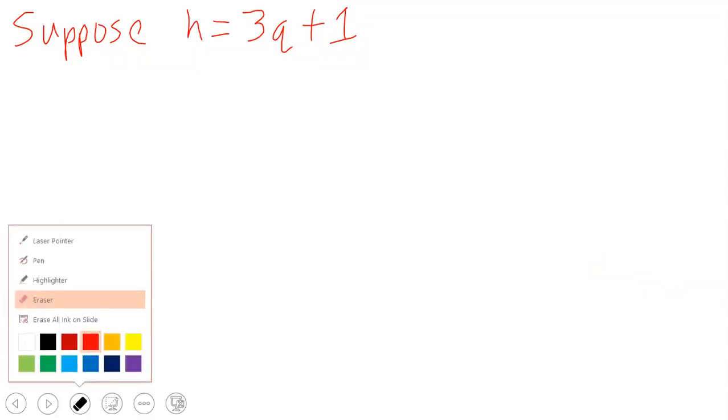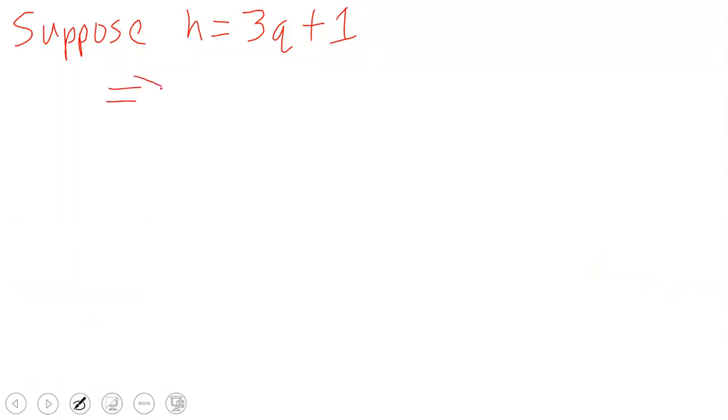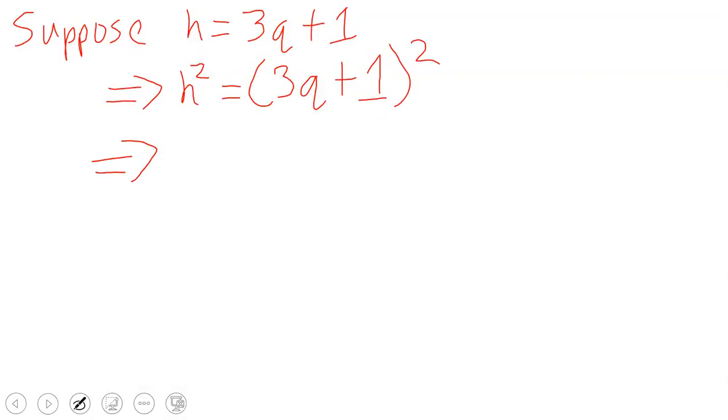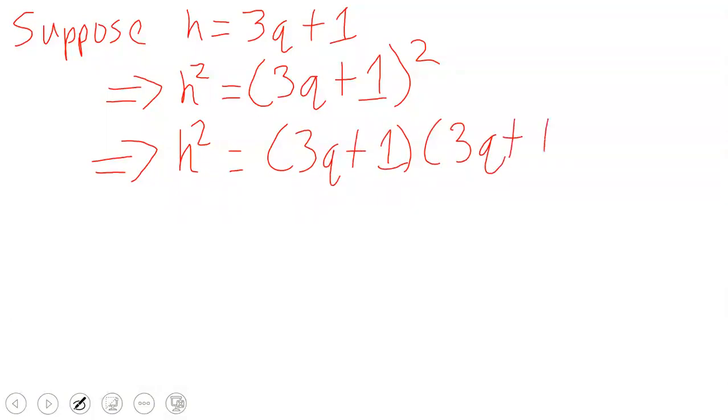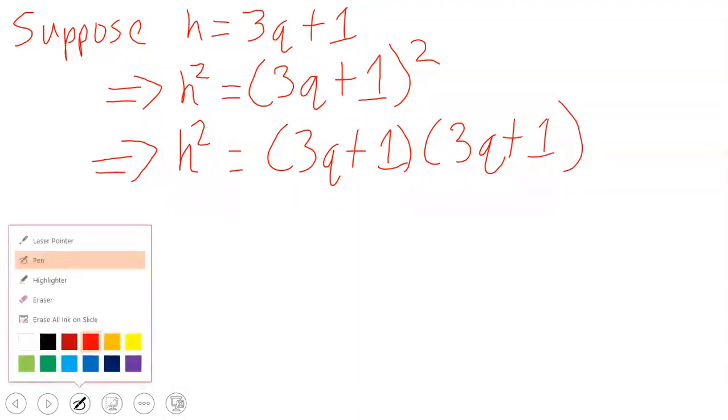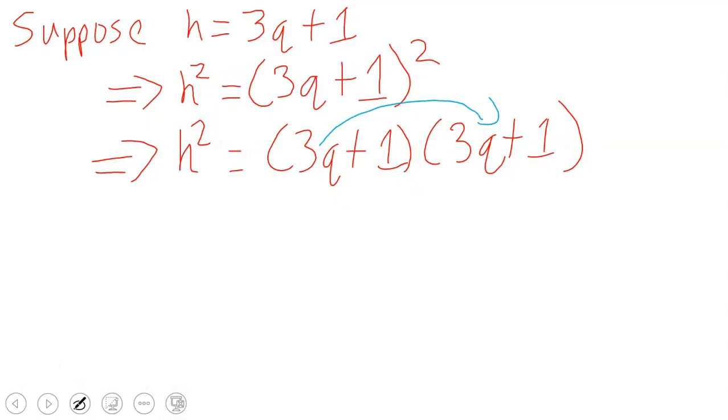So let's square both sides. If we square both sides, we have h squared, which will be 3q plus 1 all squared. This implies that h squared is going to be 3q plus 1 times 3q plus 1, because it's squared. And now we're going to multiply. So 3q times 3q equals what?